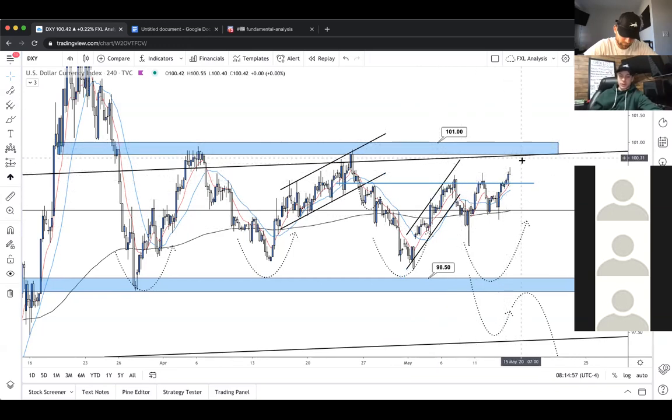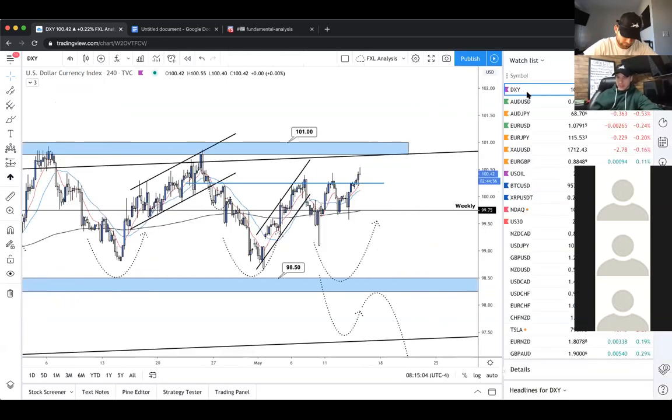So short-term outlook, at least for the rest of this week and potentially early next week, bullish on the dollar. All right, let's keep going.